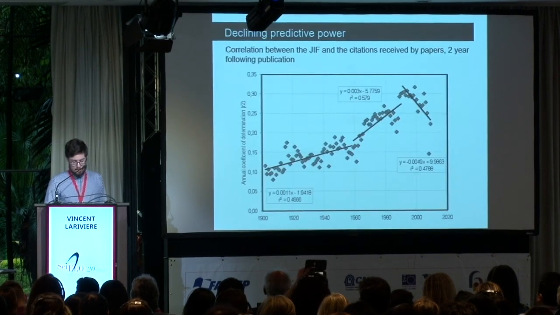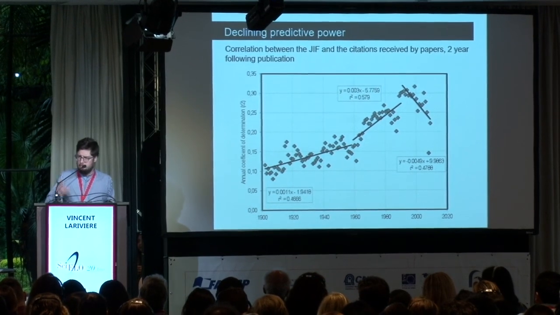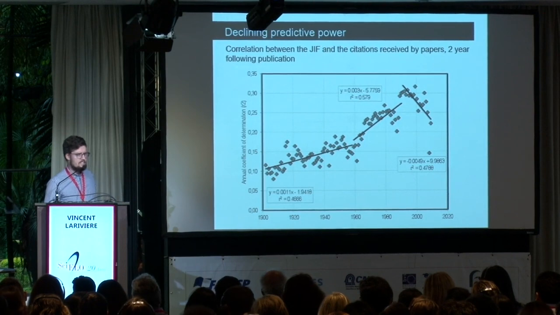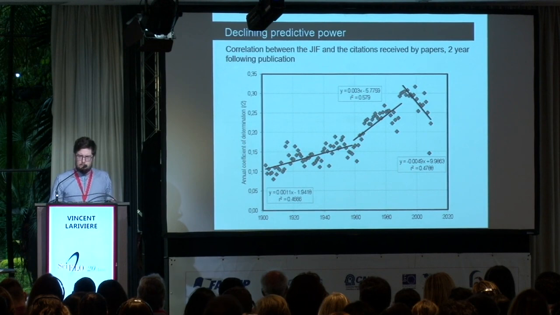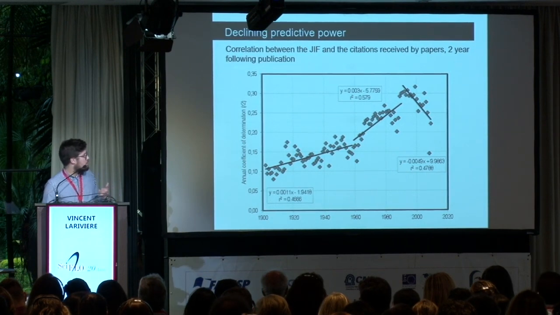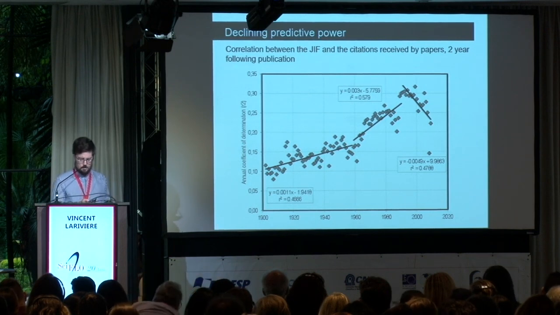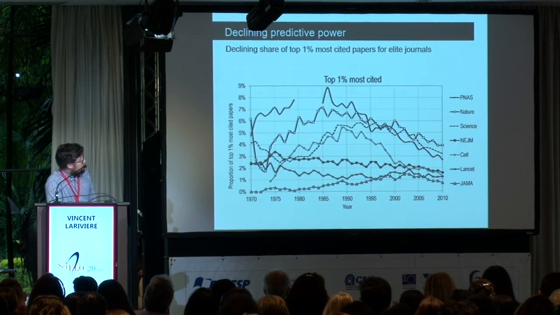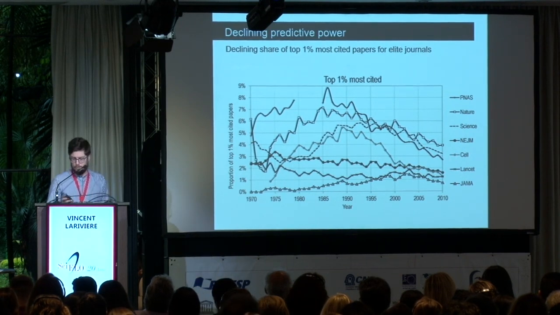I'll skip this one quickly to discuss the declining predictive power. So I've discussed earlier that impact factors are increasingly used at the paper level as a predictor. What we're seeing is that this predictive power is actually decreasing. So the journal impact factor is less and less a good predictor of the number of citations that a paper published in a journal will receive. And this is also exemplified when you look at the elite journals here, which see basically their share of top papers decreasing because there's an increasing diversity of scholarly journals at the world level.